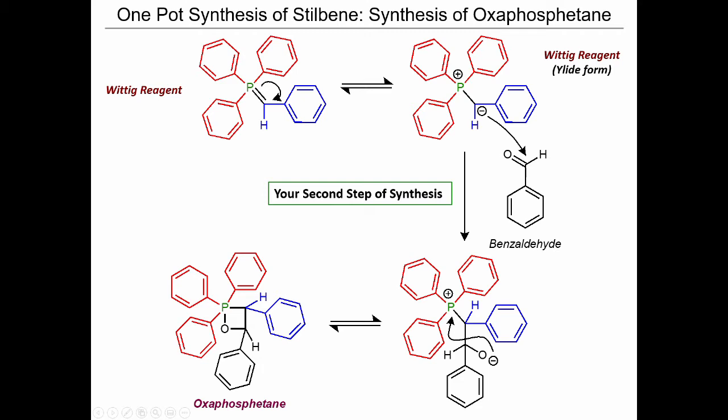But what's important is that now that this carbon has this negative charge, it can actually attack this carbon, the carbonyl carbon, and bond right here. So what we're left with is we have the carbon attack our benzaldehyde. So our benzaldehyde is attached, and this is not very stable. So the negatively charged oxygen will now attack the positively charged phosphorus to form this oxaphosphetane. So this is the second step of the synthesis of stilbene.